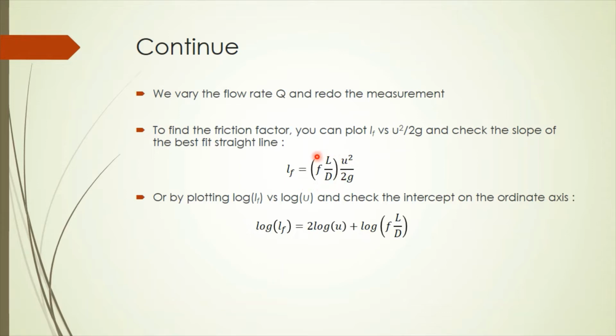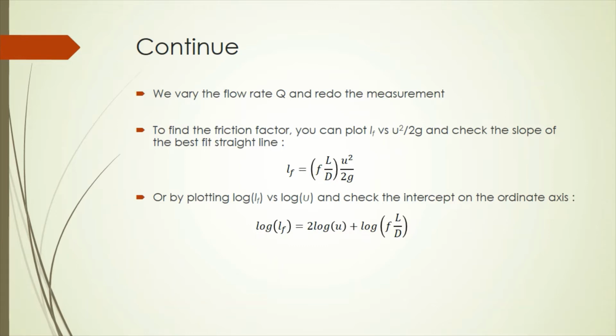The slope is the friction factor times the length of the pipe, which is constant, divided by the diameter of the pipe. So once you have the plot, you can just look at the straight line, right? And find the slope, and then from the slope you calculate the friction factor.